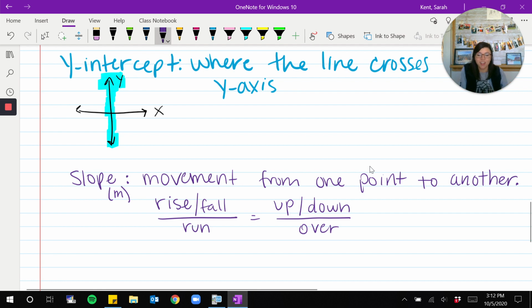Okay, so take these 3 and you're going to have some practice looking at graphs and finding the x-intercept, y-intercept, and the slope.